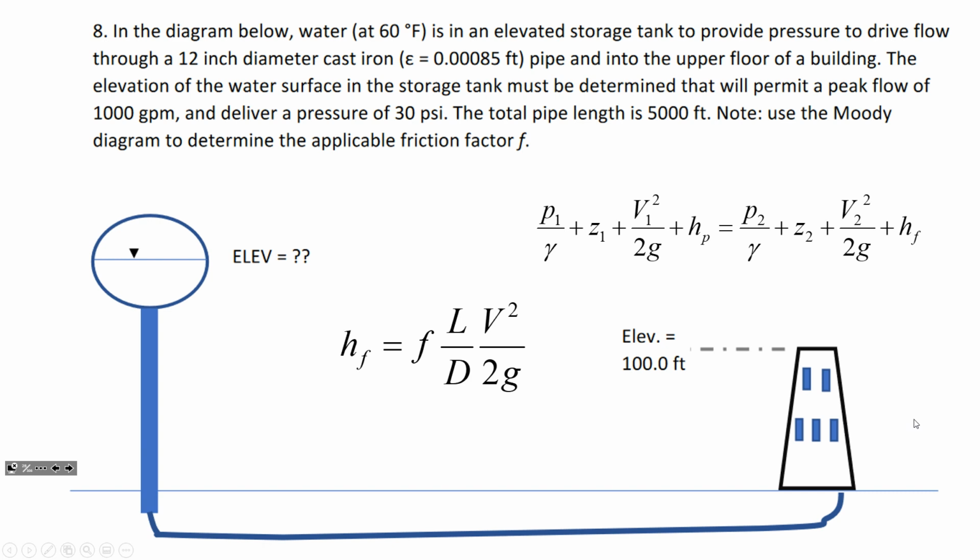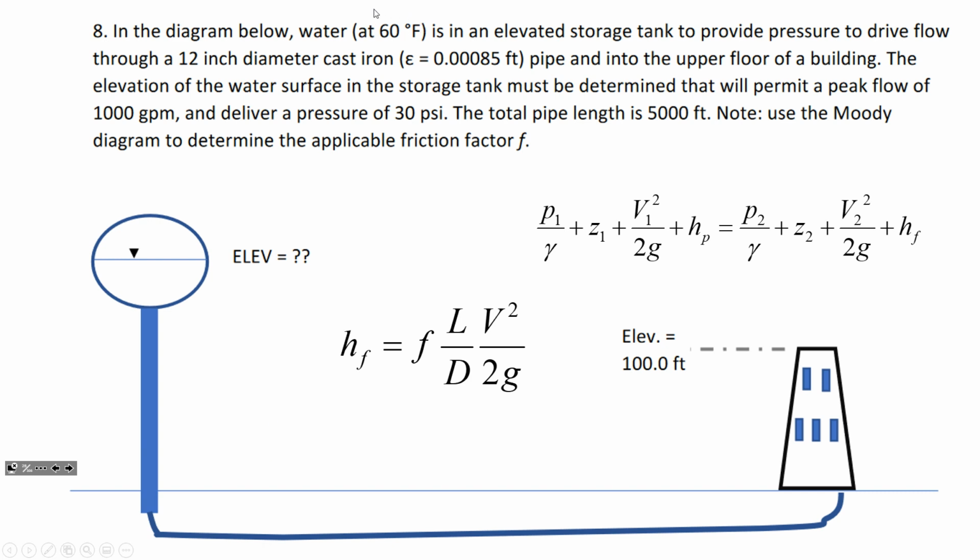You will use this Moody diagram in the homework assignment I've just given you, problem number 8. It says use the Moody diagram to determine the applicable friction factor. And so very similar to what we did in class on Monday, you'll go through the process of finding out what's the velocity of flow through the pipe, because this problem tells you the flow rate, 1,000 gallons per minute. And we know the pipe diameter, 12 inches. So from that you can find the velocity.